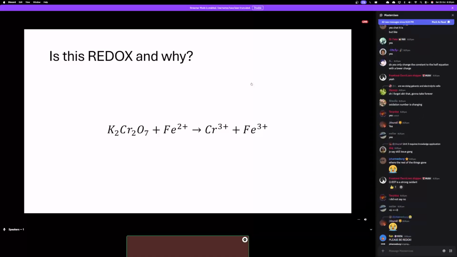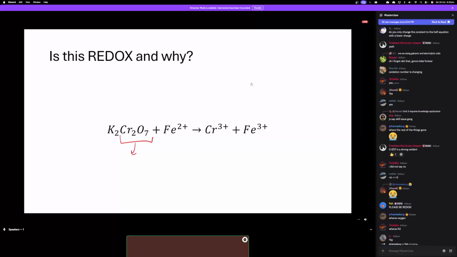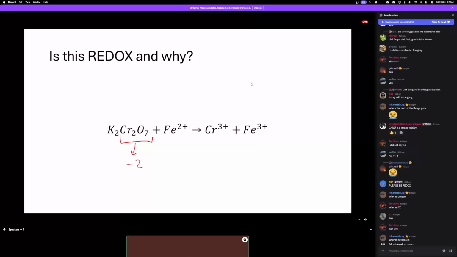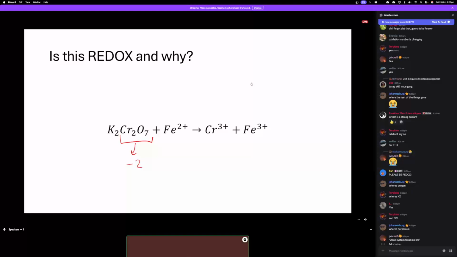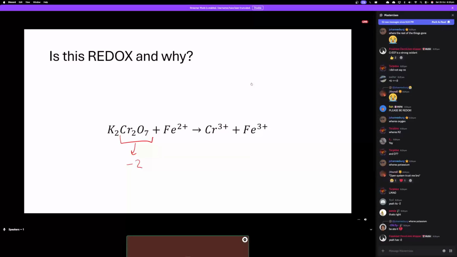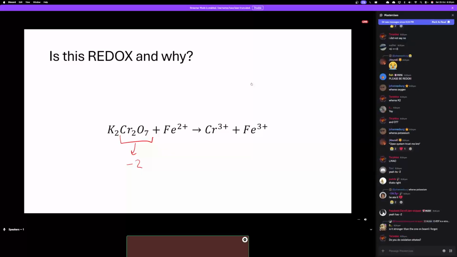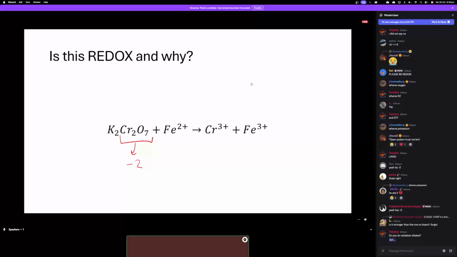Let's think through it for a sec. Cr2O7 is a polyatomic ion, and it has a charge of -2. Let's just double check that. With potassium, it's not balanced. That's correct. It is not a balanced equation, but it is an equation.